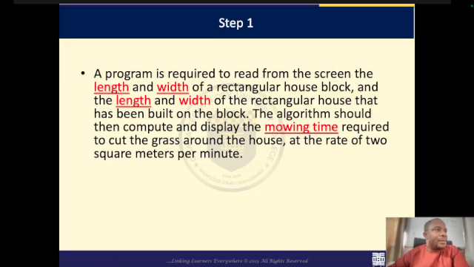So from the question, we see that they said the program is required to read from the screen the length and width of the rectangular house block and then the length and the width of the rectangular house. And so we see that the input would be both the length and the width of the block and the length and the width of the house. And then after our algorithm, the algorithm should compute and display the mowing time. So obviously, what our algorithm is expected to give out is the mowing time.